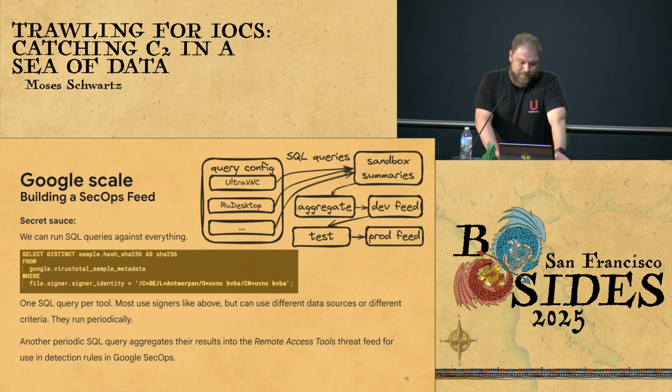And so we would set up something like this query, where it's running a SQL query pulling this list of hashes from the VirusTotal data, searching for that exact signer identity. And then we have a bunch of those in a big configuration file. We've got one for Ultra VNC. We've got one for tools like RU Desktop. I ran across that one a while back, and a whole bunch of others. Those all get run periodically against the data in the database. Then we take the results of all those, aggregate it into a single feed, put that into a development threat feed in our product where we do some testing and internal stuff, and then that gets pushed out into the product.